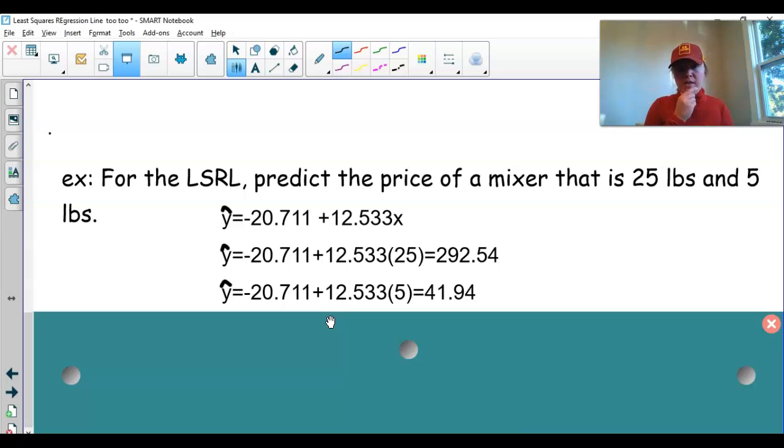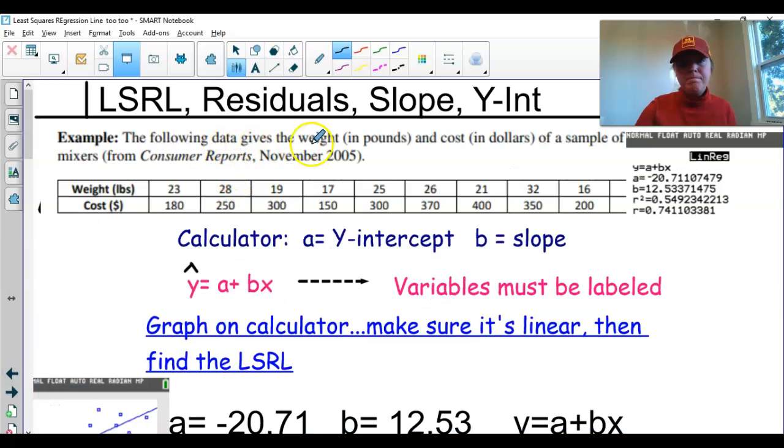There's an issue with one of these though. One of these is a risky prediction. Do you know which one? Let's look back at our data. I want you to notice, I gotta move one thing here.